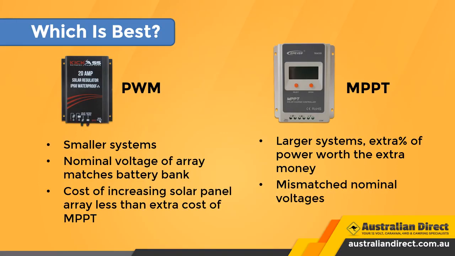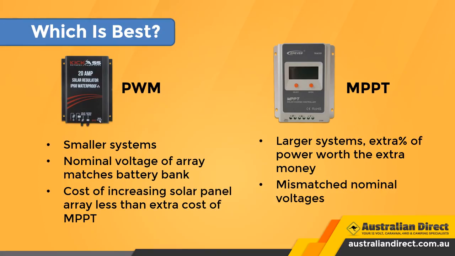In most cases with a small system, the cost of increasing the panel size to get more power is less than the cost of going from PWM to MPPT. Going from a 100-watt panel to a 130-watt panel to get 30% more power will cost less than going from a PWM to an MPPT charge controller.